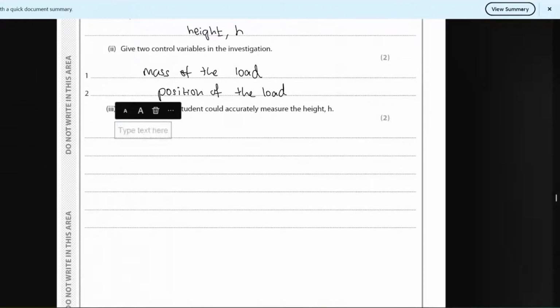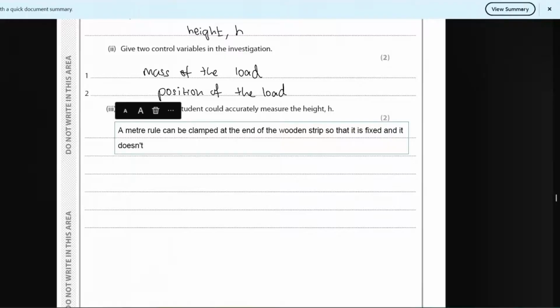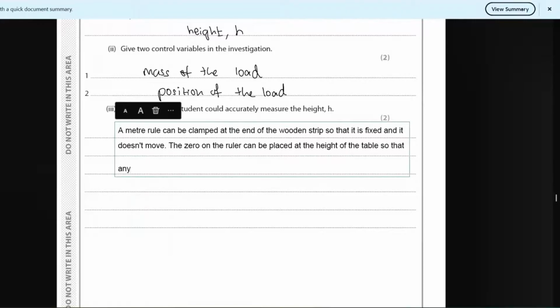So we should say a meter rule should be clamped at the end of the wooden strip so that it is fixed and it doesn't move. The 0 on the ruler can be placed at the height of the table so that any change in height due to bending can be easily read from the ruler.